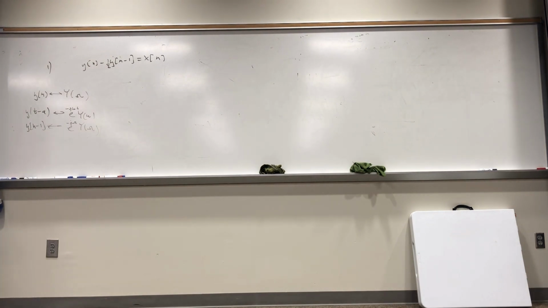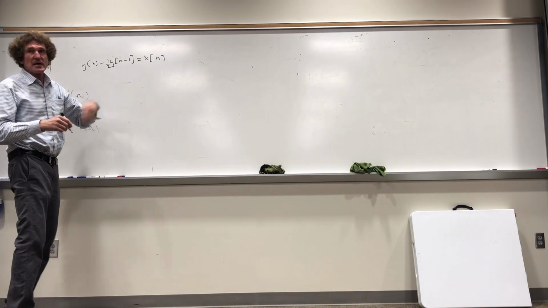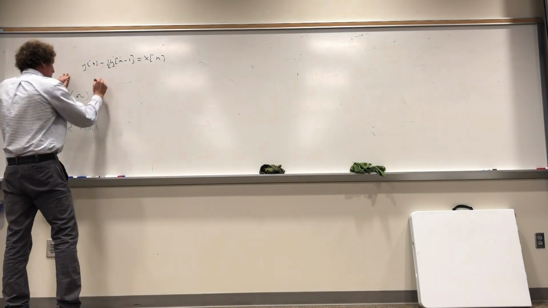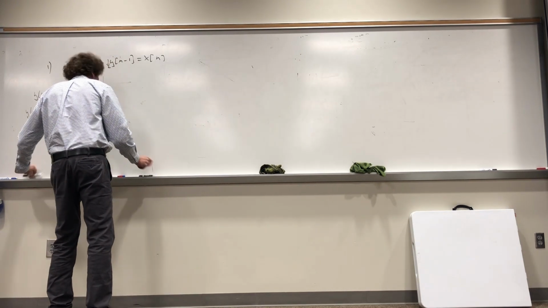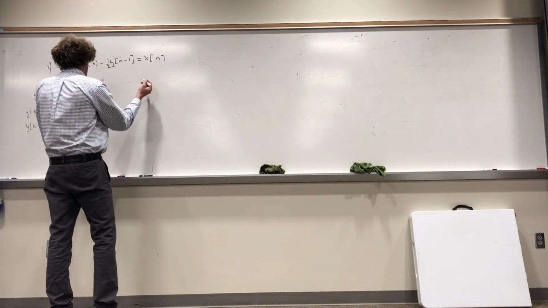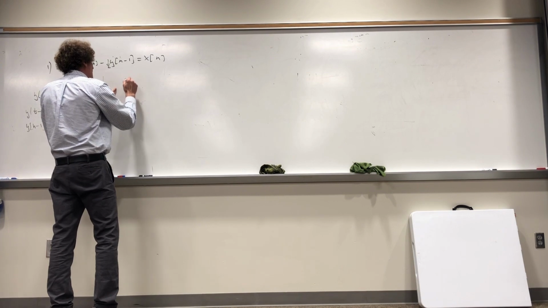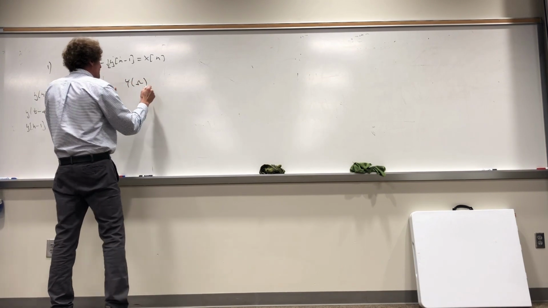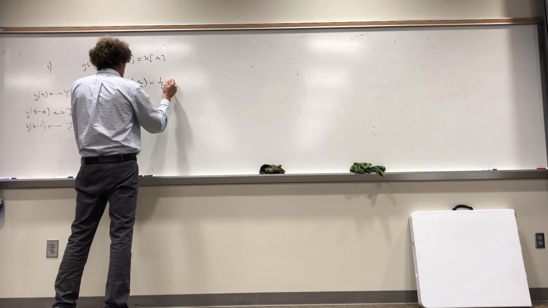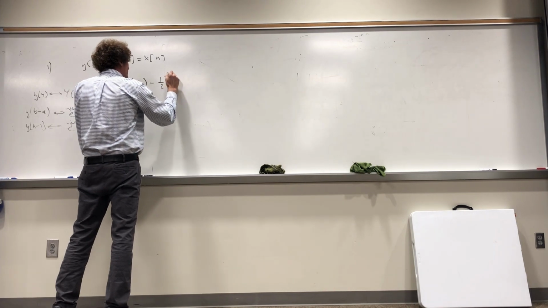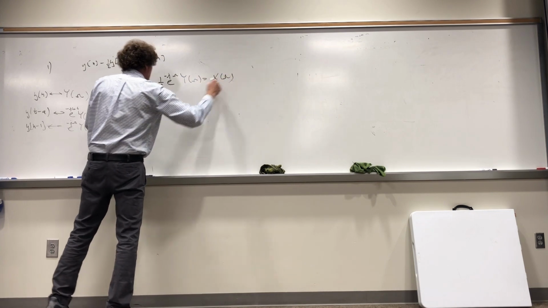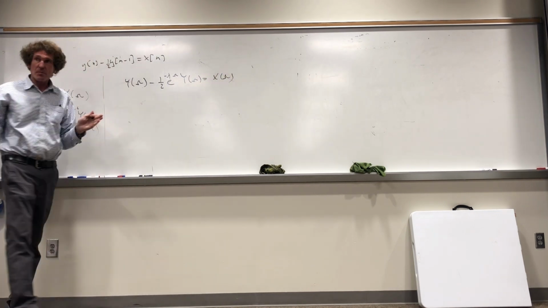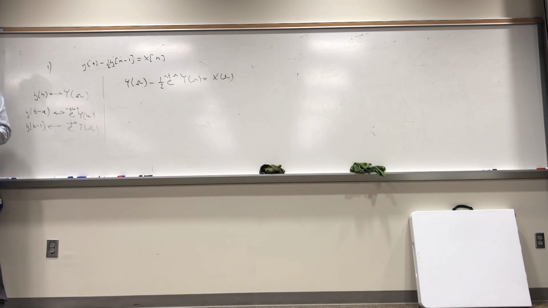Give me a show of hands here. It's a simple property, but you have to know it. And x of n just goes to x of omega. So here we can say clearly that this function will become y of capital omega minus 1/2 times e to the minus j omega times y of capital omega, and this will be x of omega. Everybody agree with that? Should be no problem seeing this, right?